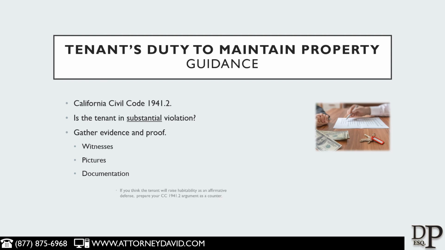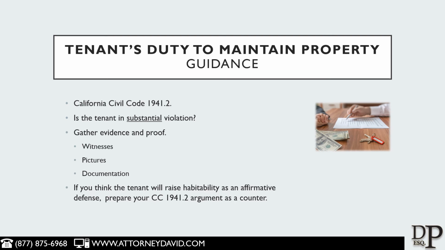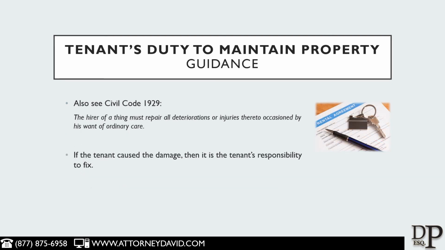You also want to read through Civil Code 1929, and it's very short and simple, and it says that the hirer of a thing must repair all deteriorations or injuries thereto occasioned by his want of ordinary care. Well, in regular English, that means that a tenant is responsible for repairing any damages caused by the tenant.